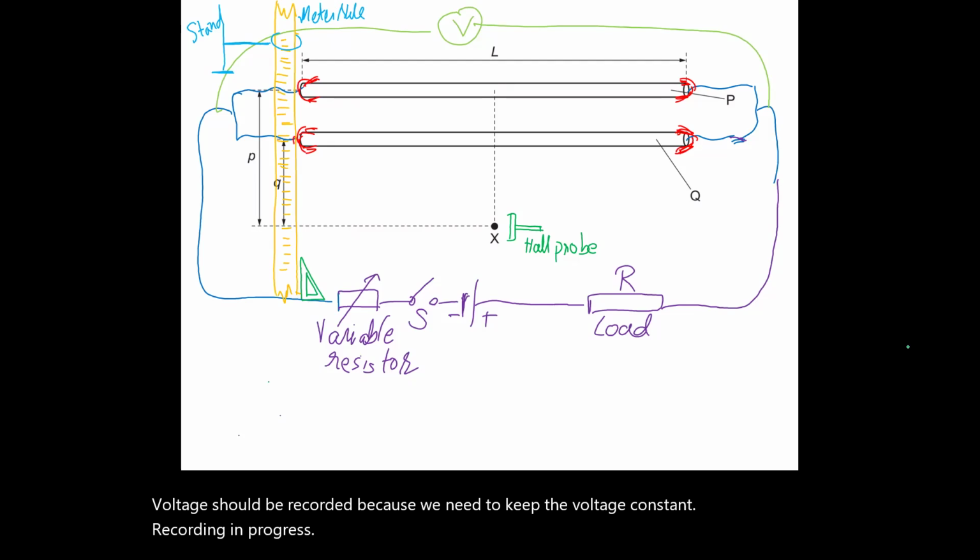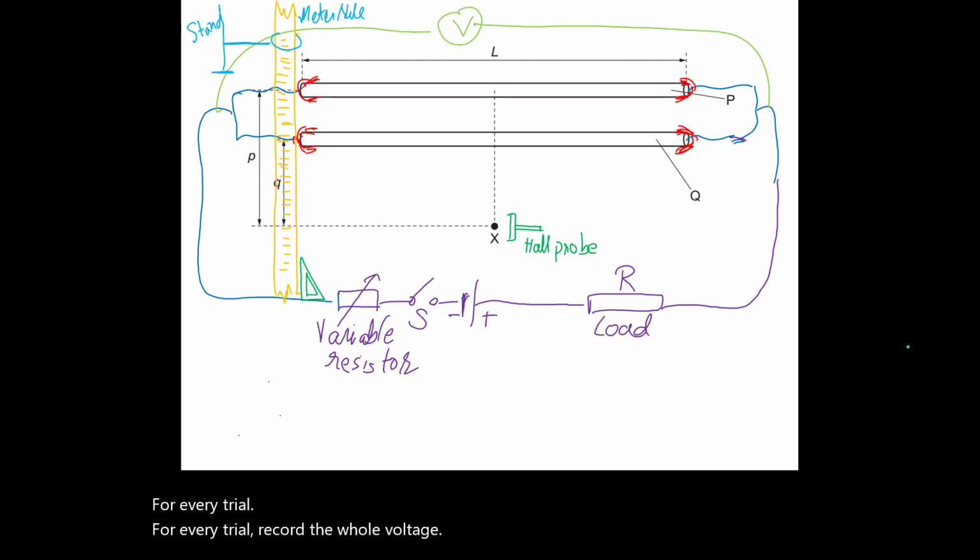For every trial, record the Hall voltage. Monitor the voltage and P, as they have to be constant.